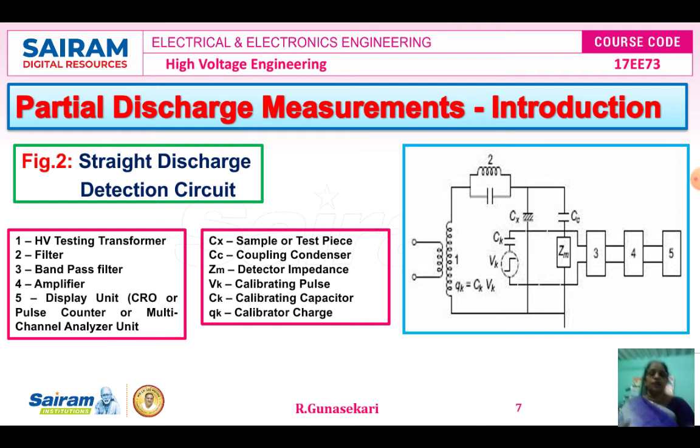The 4th one is the amplifier, for amplification purpose. The 5th one is the display unit, to display the discharge of the detection circuit.